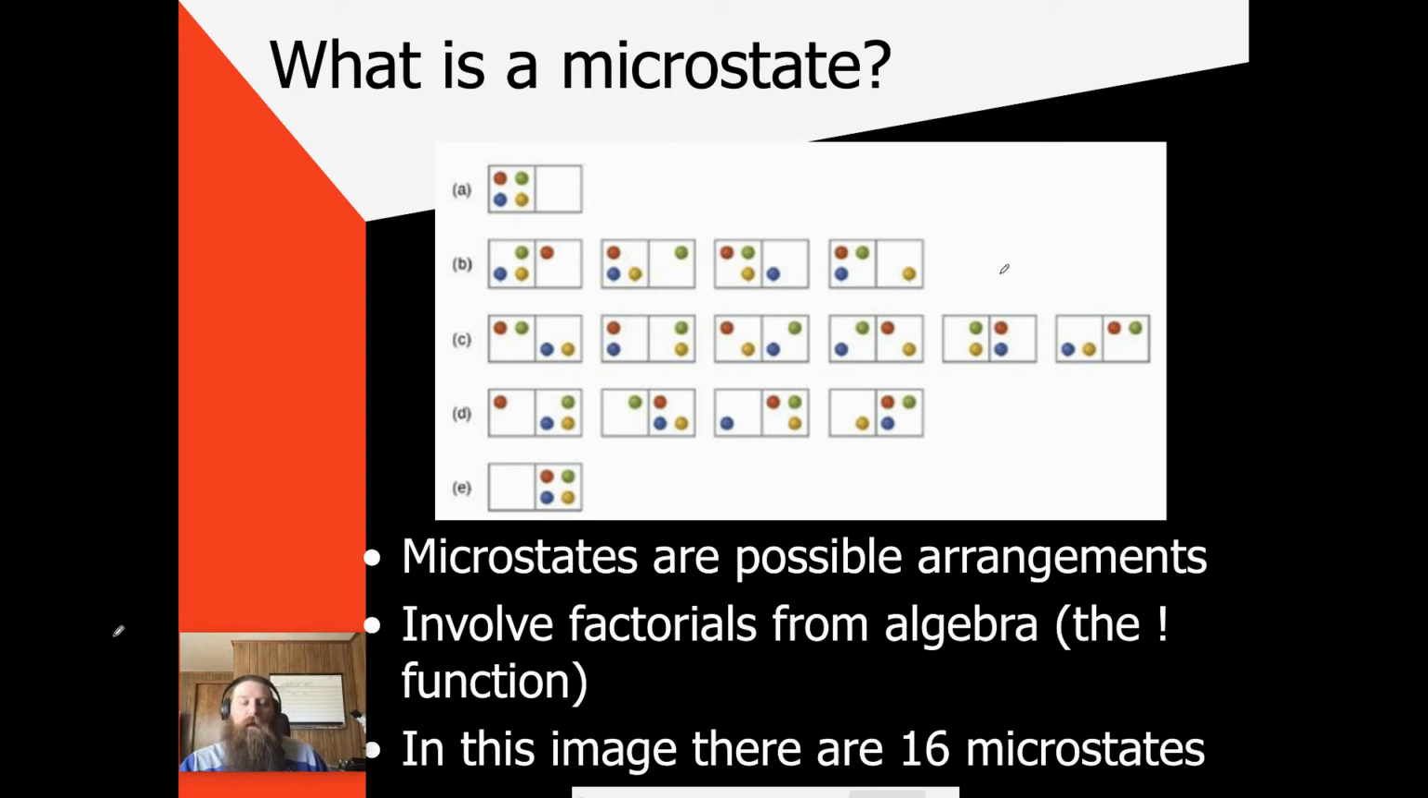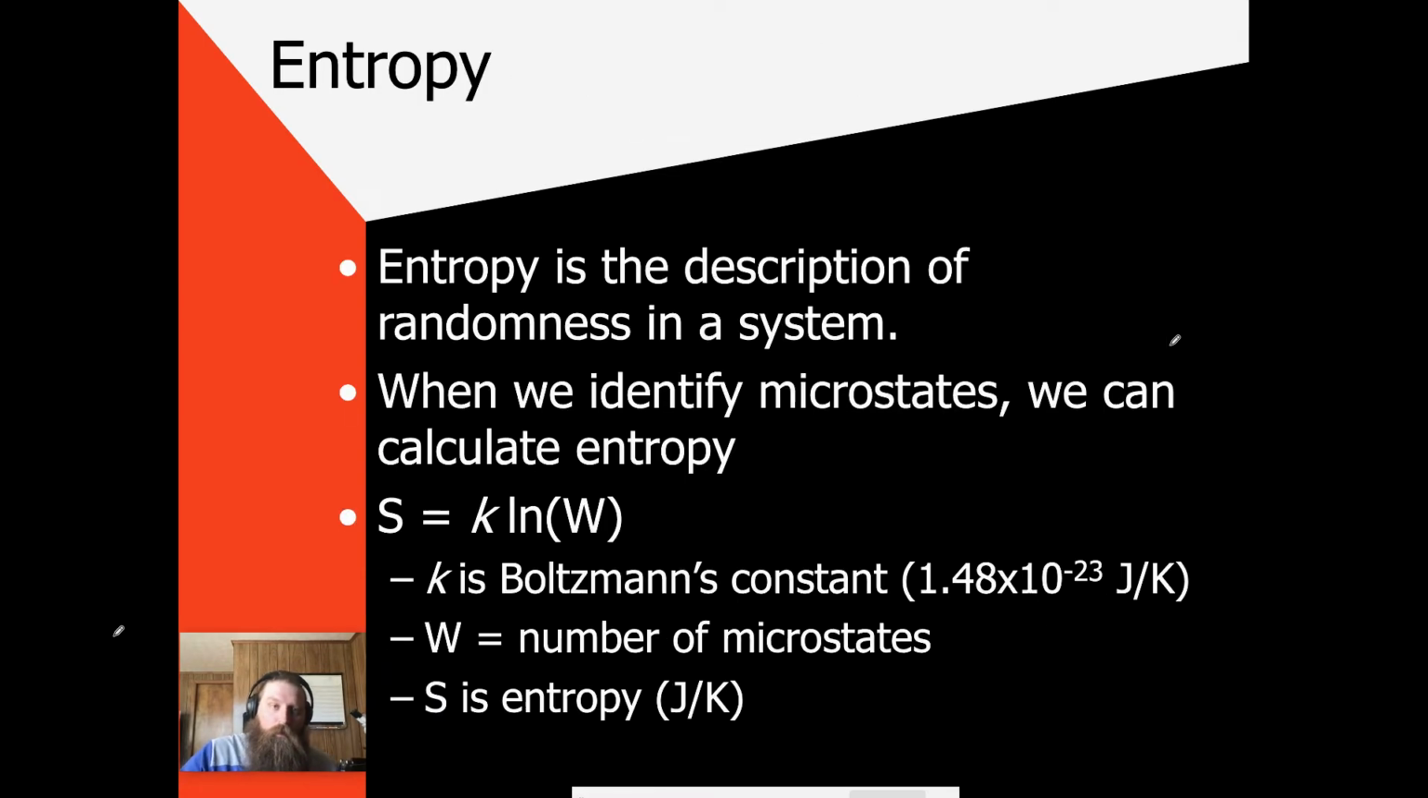Now, when we actually calculate this in chemistry, we use factorials. That's the exclamation point on your calculator. And if you take my AP class, we'll actually calculate some of these things. So in this image, we have 16 possible microstates. And again, that would mean W equals 16. So 1, 2, 3, 4, 5, 6, 7, 8, 9, 10, 11, 12, 13, 14, 15, 16. That's what we're counting.